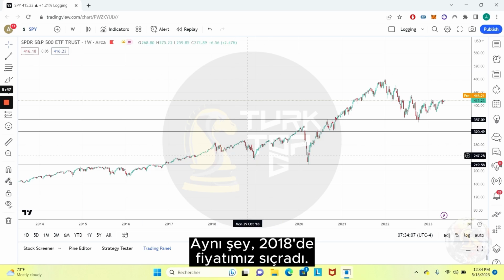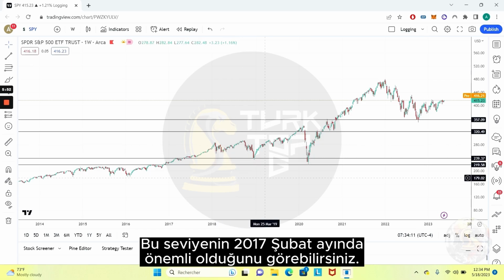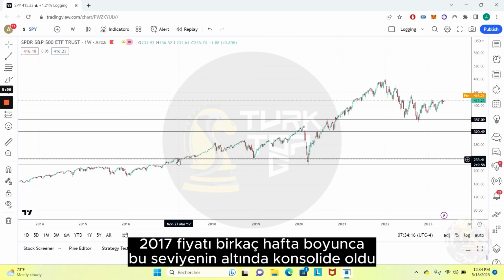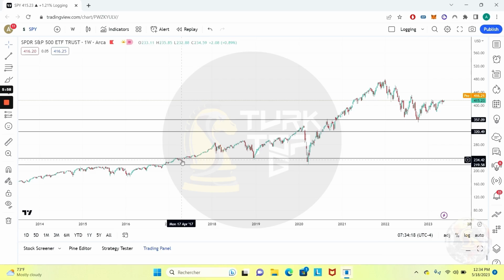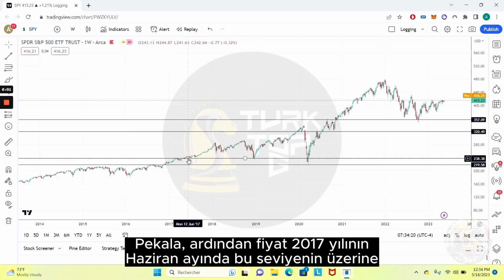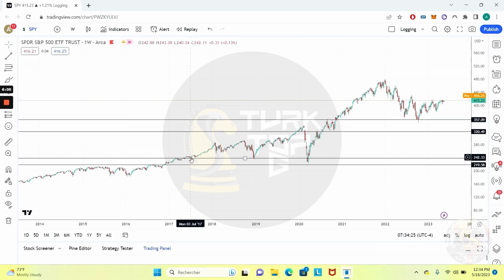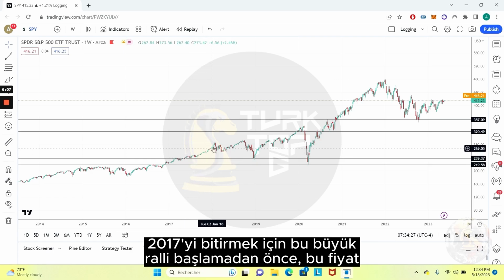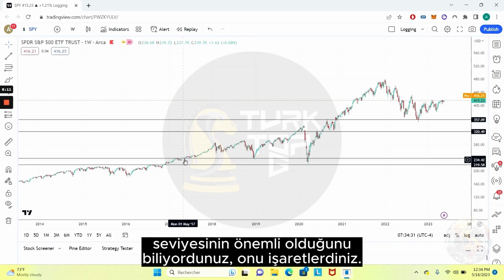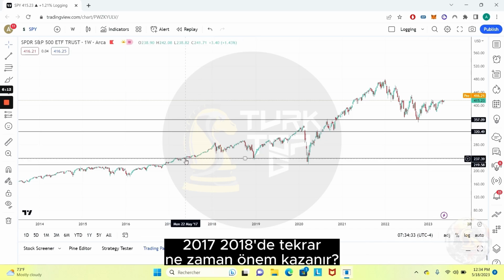Same thing with where price bounced in 2018. You can see this level was of importance in 2017. February 2017, price consolidated below this level for multiple weeks. All right. Then price broke above and consolidated above this level for multiple weeks in June of 2017 before it started this major rally to end 2017. So you knew this price level was important. You would have marked it in 2017.